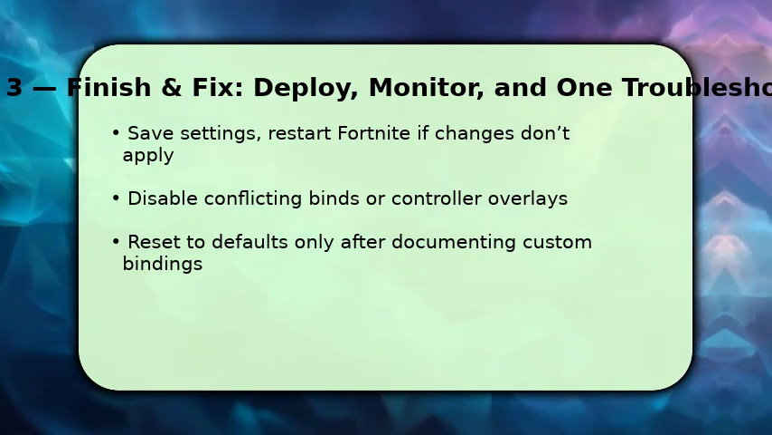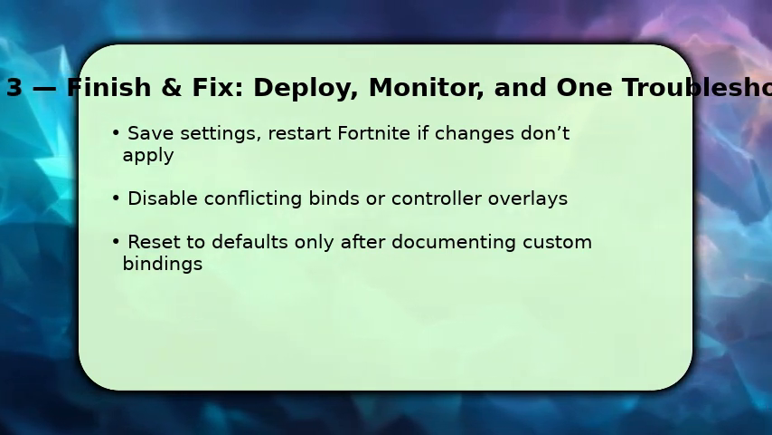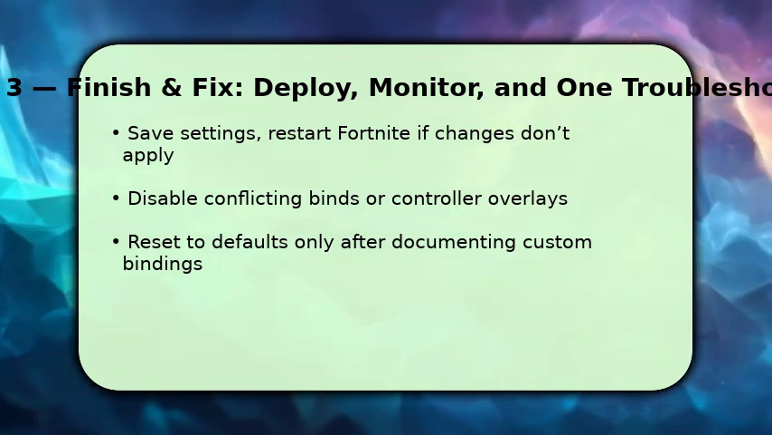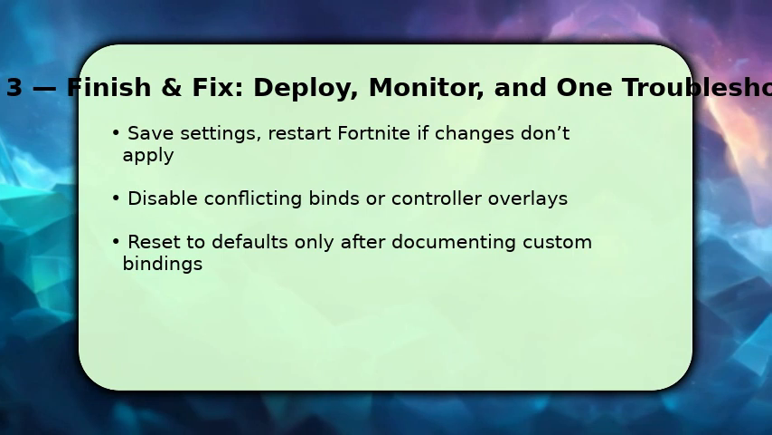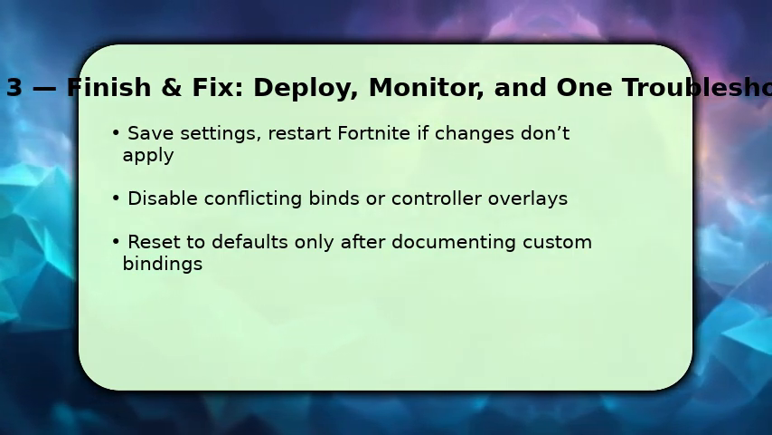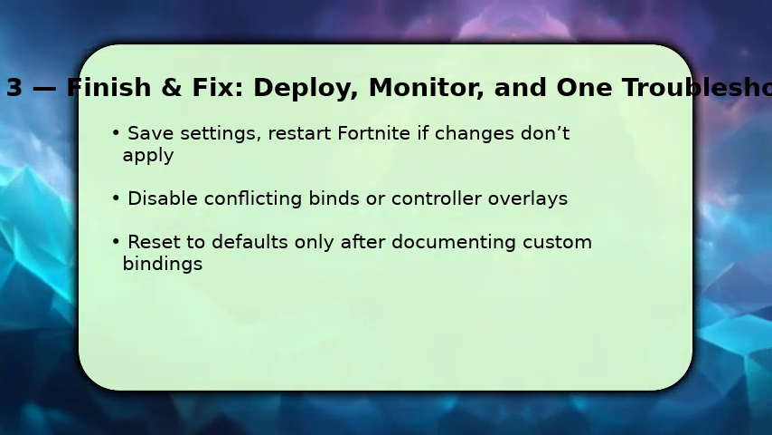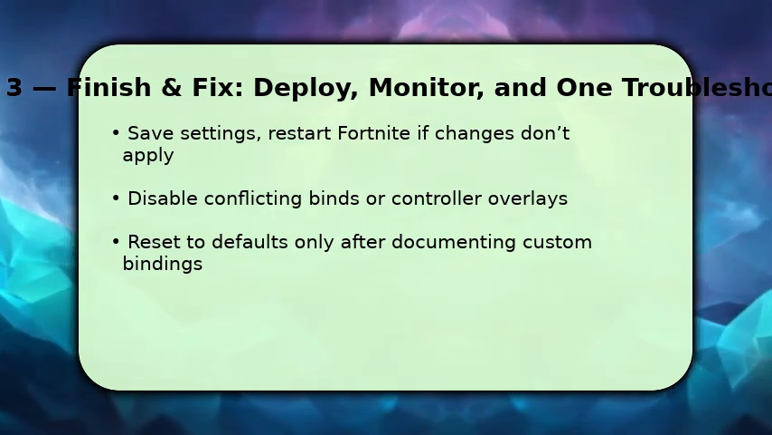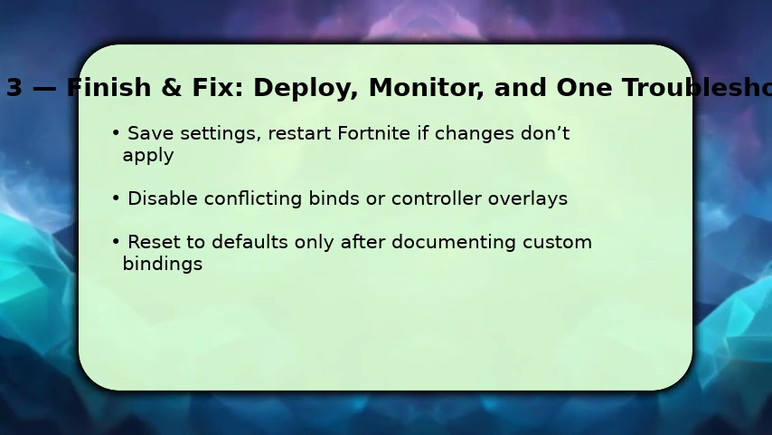If sprint won't trigger, restart Fortnite, then check for conflicting binds, controller software overlays, or accessibility toggles that override inputs. If problems persist, reset bindings after you document your layout so you can restore it. And remember, most sprint issues are binding conflicts or needing a client restart, so try those first.